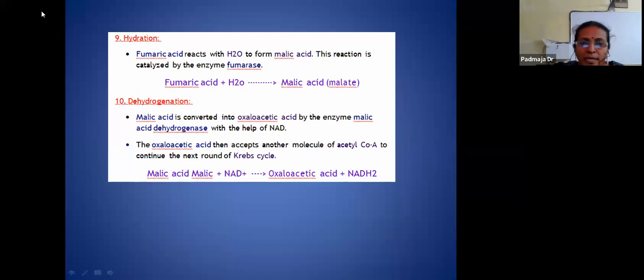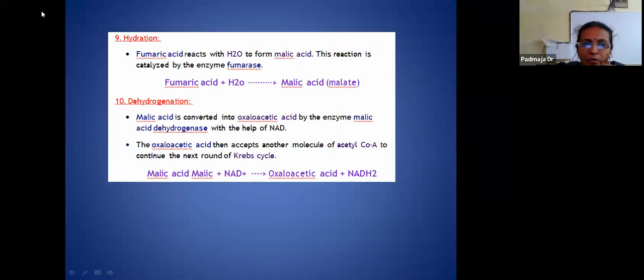Now, the fumaric acid reacts with water to form malic acid. This reaction is catalyzed by the enzyme fumarase. So, by the equation, the fumaric acid combines with the water in the presence of fumarase to give rise to malic acid or malate.